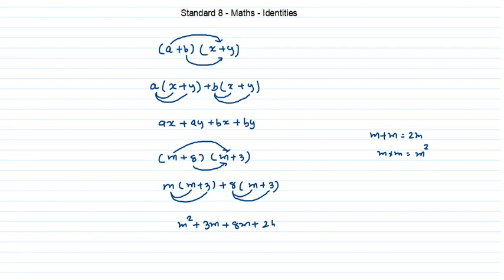Further you can simplify here. Same variable terms, 3m and 8m. So you can say m square plus 3m plus 8m, which is m square plus 11m plus 24. This is all about your sum. This is the basic formula that you have to understand first, then this is a sum.